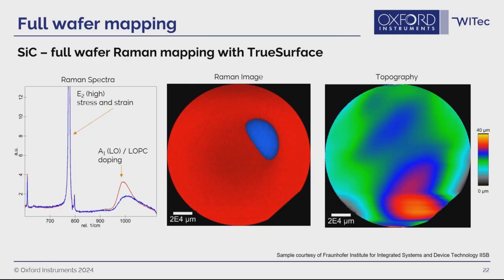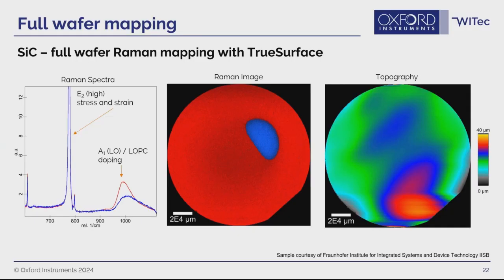In the center, you can find the Raman image of the full wafer. The data evaluation was carried out with our true component analysis. So as you can see, the red spectrum corresponds to the red color in the image, and the blue spectrum corresponds to the blue color. As you can see, both spectra differ in the region of the A1 and LOPC mode, which is doping sensitive.